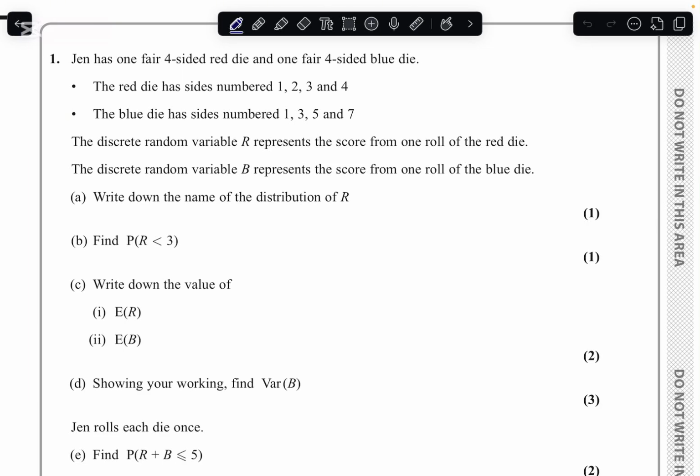Write down the name of the distribution of R. Since we know that both are fair four-sided dice, the probability of getting each number will always be the same. Therefore, it's a uniform distribution. Since it says that it's discrete, the name of the distribution of R is discrete uniform distribution.